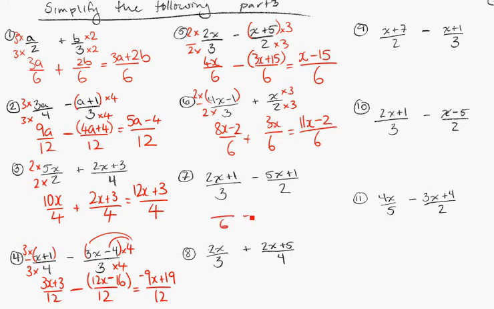Number 7. Putting in the brackets, 4x plus 2. Once again, putting in the brackets, 3 5s are 15x, 3 1s are 3. Putting the brackets in again. 4x take away 15x, 4 minus 15 would be minus 11. 2 minus 3, 2 minus positive 3 is minus 1.